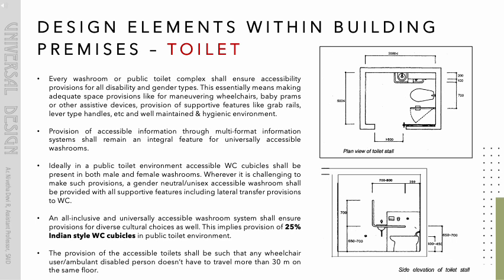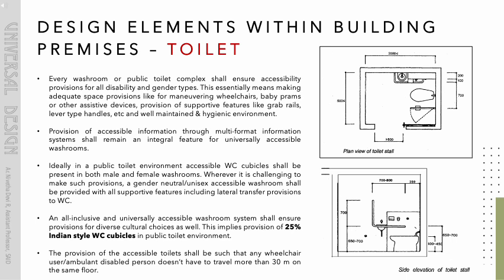This essentially means making adequate space provisions, like for maneuvering wheelchairs, baby prams or other assistive devices, provision of supportive features like grab rails, lever-type handles, etc., and a well-maintained and hygienic environment. Provision of accessible information through multi-format information systems shall remain an integral feature for universally accessible washrooms.